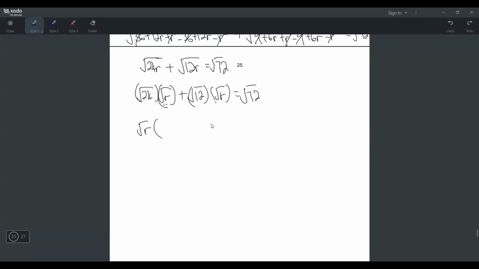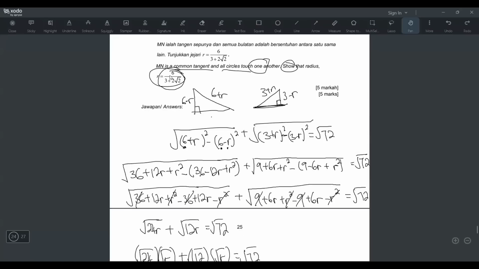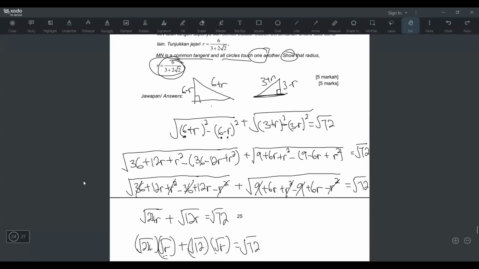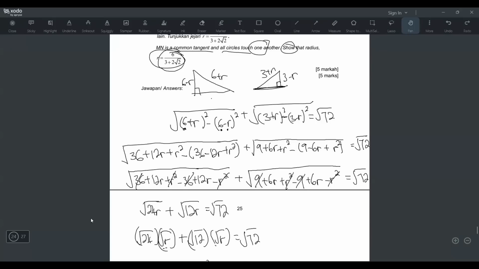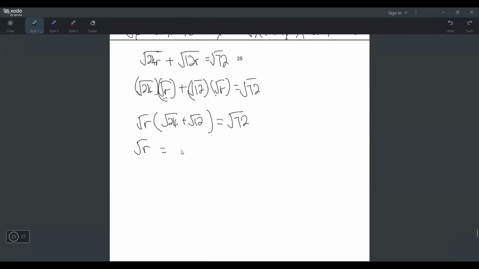And you are finding r, so it's good to make the r single. Okay, when you factorize out, you are left with square root 24 plus square root 12 sini. And then on the other side is still square root 72. Now you can find r, but first you have to pindah this whole thing to the other side, right? And remember, don't rationalize. Why? Because the answer, they never rationalize the denominator, right? Because the answer also bawah ada square root. So I will just write equals to square root 72 divide with square root 24 plus square root 12.